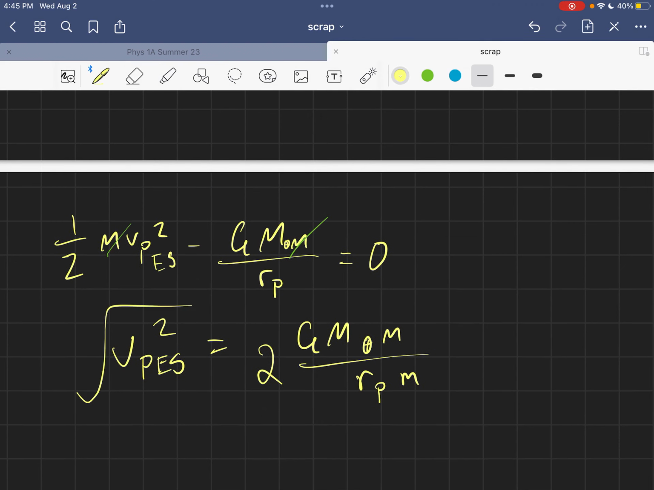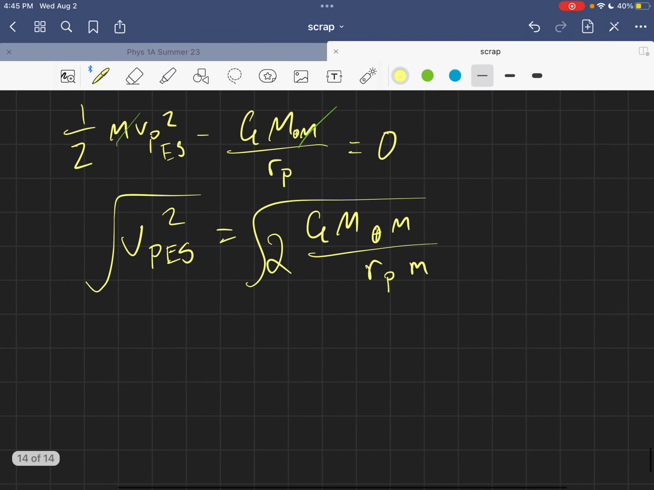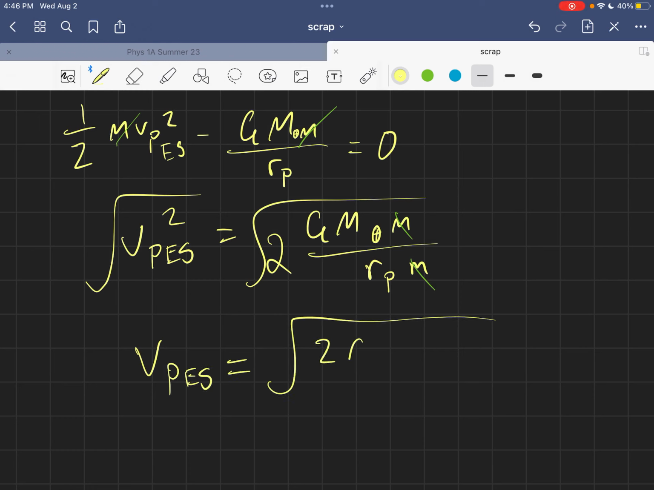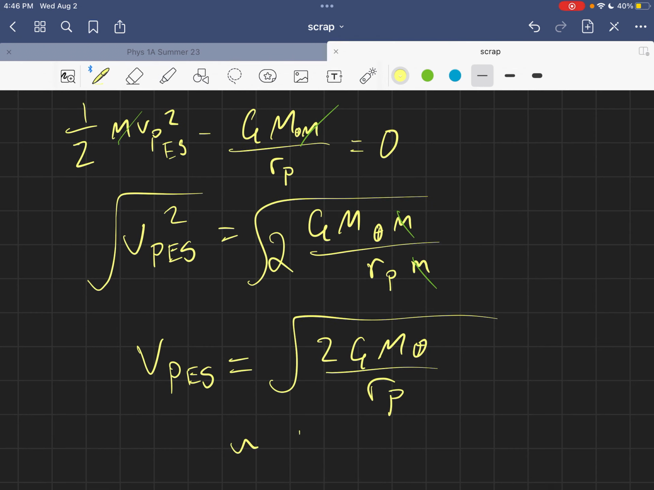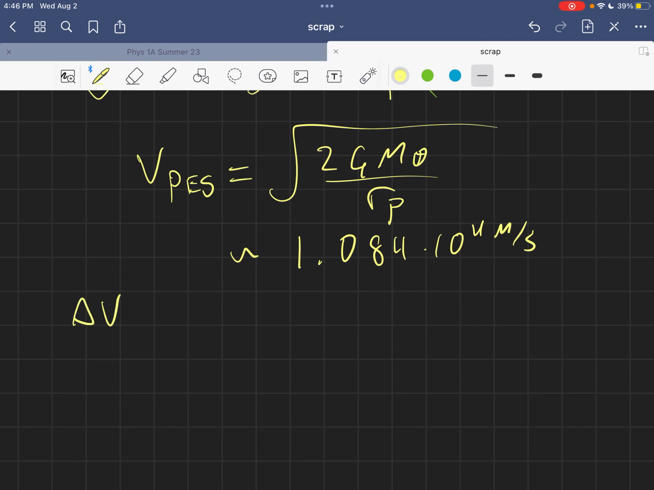And this is squared, so we take the square root of both sides, and we would have the escape velocity at perigee would be the square root of 2GM of the Earth divided by the radius at perigee. If you plug in all those values, it should give you about 1.084 times 10 to the 4th meters per second. So the change in velocity needed would be the velocity that we need to escape minus the velocity that we already had at perigee.